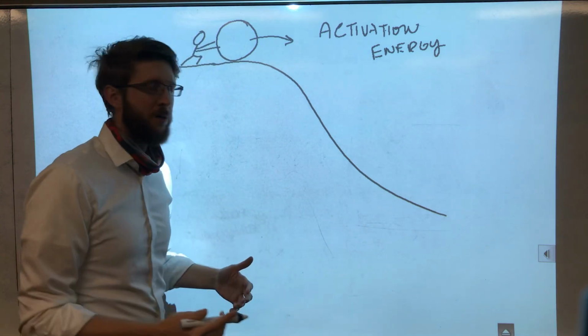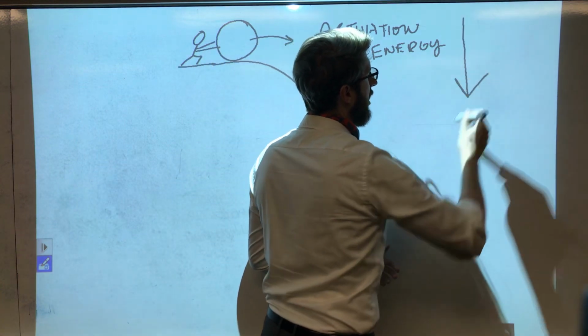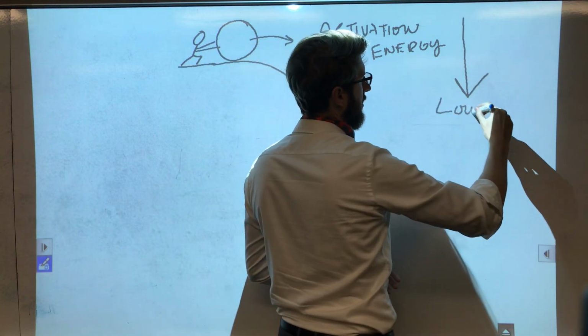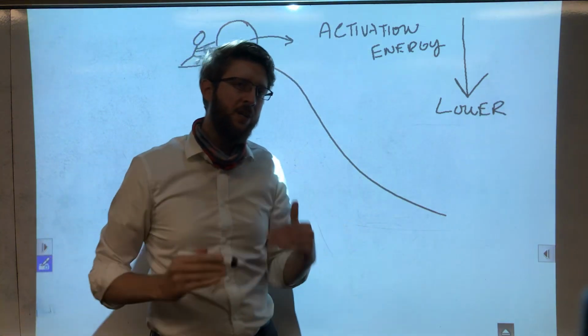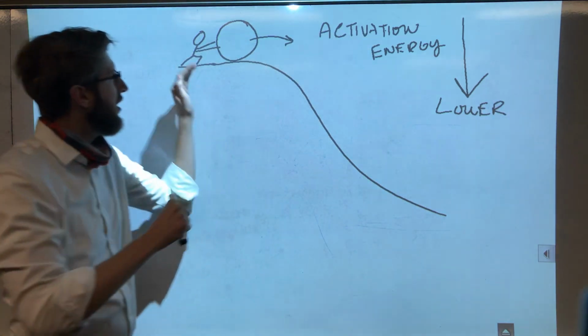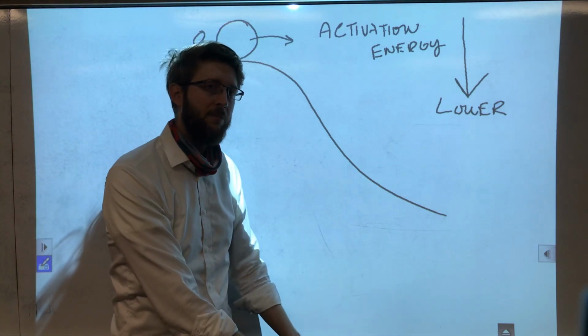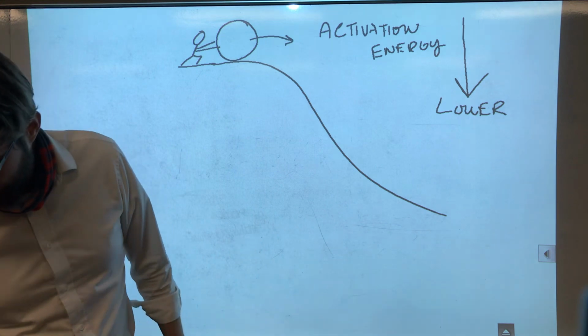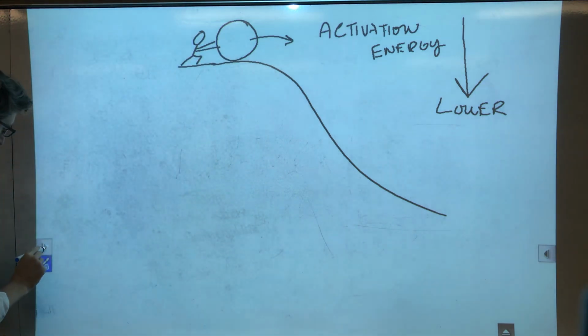In other words, enzymes lower the activation energy. They lower the amount of energy you need to put in to get that reaction going. Okay, so what does an enzyme look like?